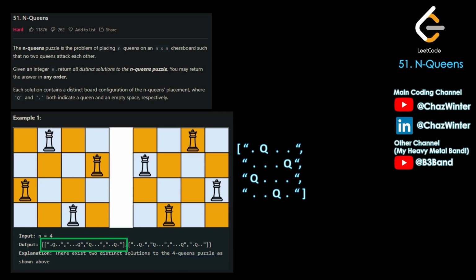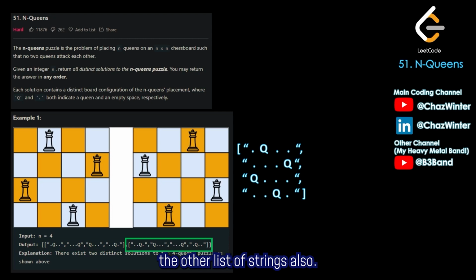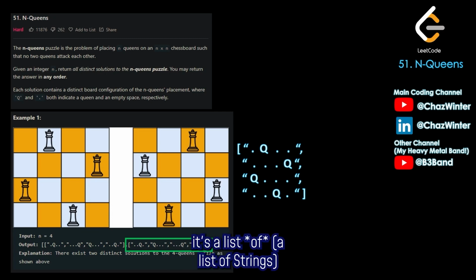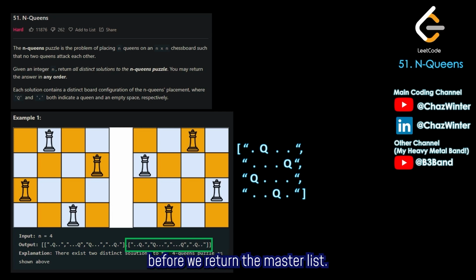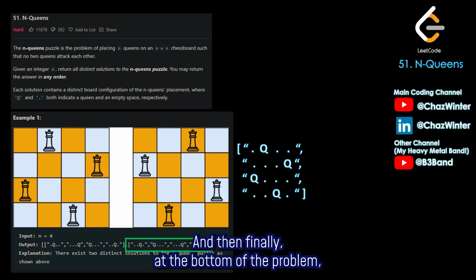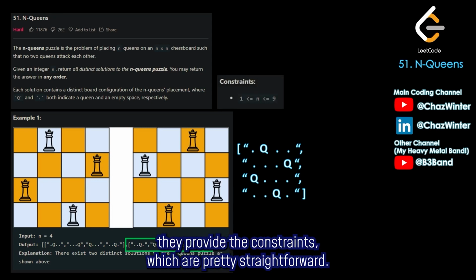And because there could potentially be multiple solutions, it won't be enough to just return this list of strings. We actually need to return the other list of strings also. So it's like you have to have a master list that contains each list of strings. So we'll have to come up with a way of submitting multiple solutions to the N Queens problem before we return the master list. And then finally, at the bottom of the problem, they provide the constraints, which are pretty straightforward.